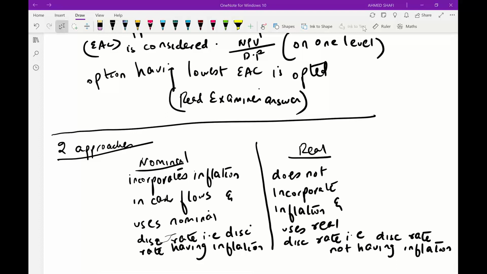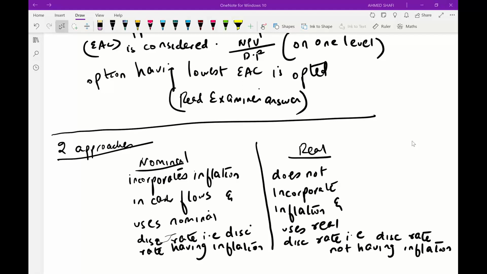So there are two approaches to deal with inflation: nominal, real. Nominal means inflation is accounted for in cash flows and we use nominal discount rate. Discount rate is also adjusted for inflation. And real does not incorporate inflation and uses real discount rate not having inflation. So the first requirement was explain two approaches of dealing with inflation. Recommend which management should follow.